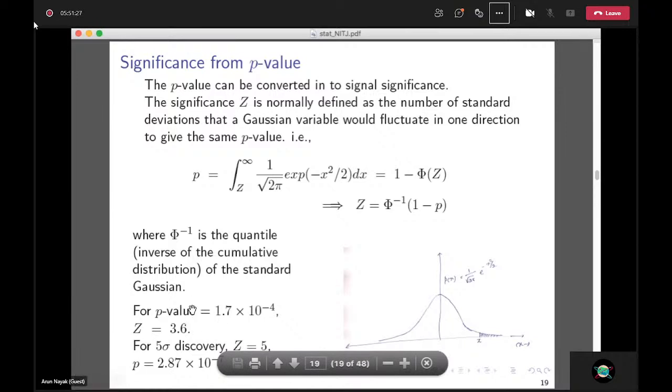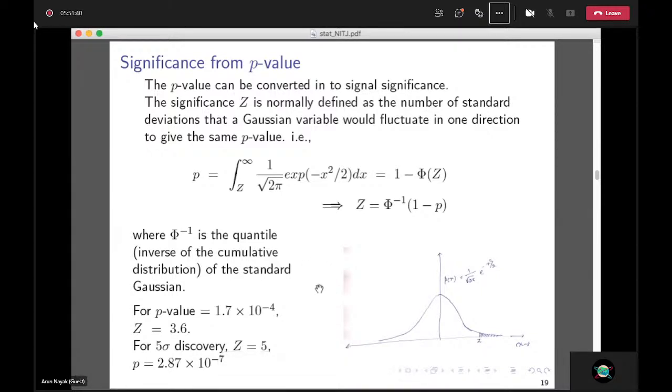So this is still not high. For a 5 sigma discovery, Z should be higher, and that corresponds to a p value which is of order 10 to the minus 7 actually. So if you get a p value of 10 to the minus 7, then you should say that we have some excess, or some signal, which is more than 5 sigma, which is typically the threshold at which we claim a discovery.